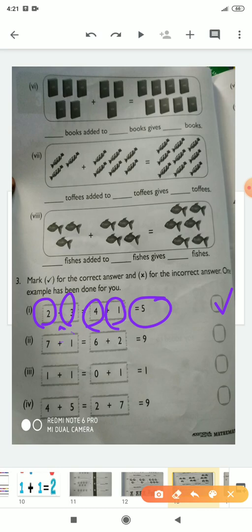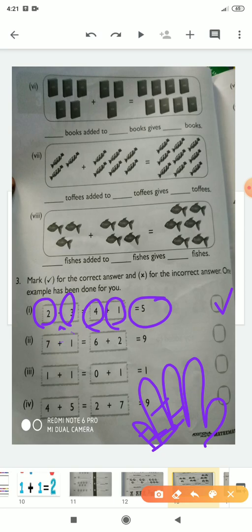7 plus 1. So let's start. 7 plus 1. So what you have to do, you have to count on your fingers. Okay, so let's start. 1 2 3 4 5 6 7, we have done. Then 1 more. So count how many there will be. 1 2 3 4 5 6 7 8. So here we go, 8 will come as the answer.